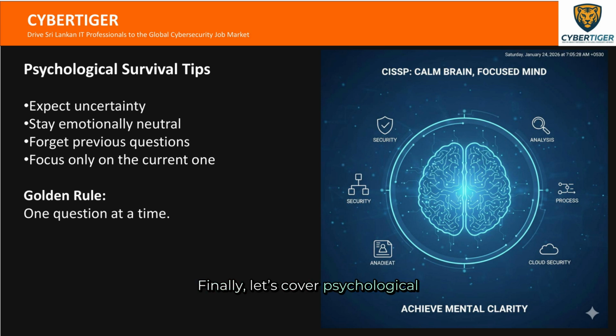Finally, let's cover psychological survival tips for the CAT exam. Expect uncertainty. The exam is designed to challenge you. Stay emotionally neutral. Don't let doubt or confidence swings affect your thinking. Forget previous questions and focus solely on the current one. The CAT engine only cares about each answer in context. Golden rule: tackle one question at a time. Treat it like triaging alerts in a SOC. Each decision matters individually, not cumulatively.